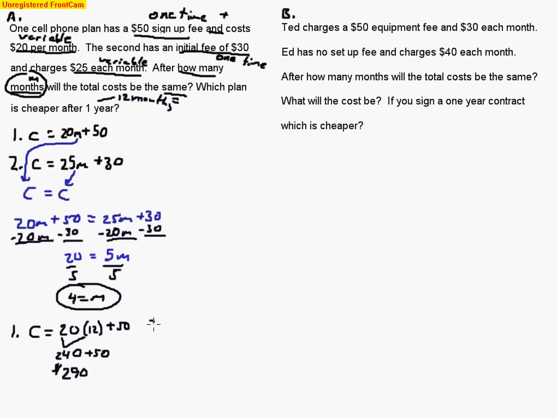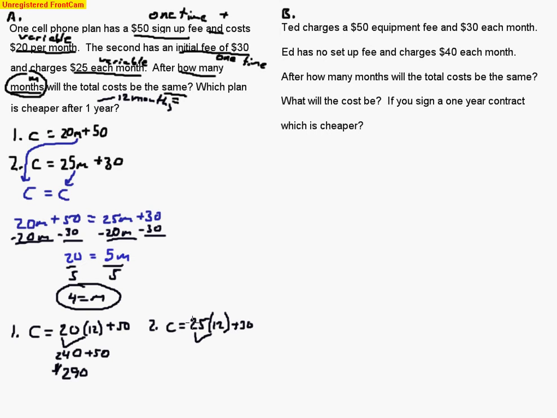Well, plan number 2, do the same sort of thing. C equals, and this time we have 25 times 12 plus 30. So think of quarters as you do this. 25 times 12. Well, 25 cents is a quarter, and we have 4 quarters makes $1.